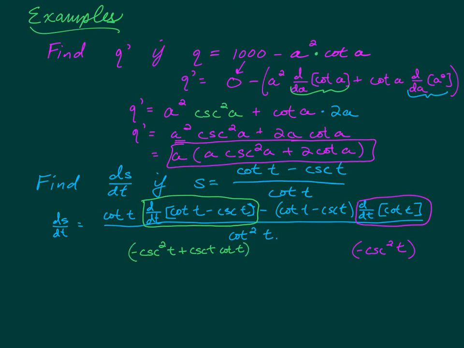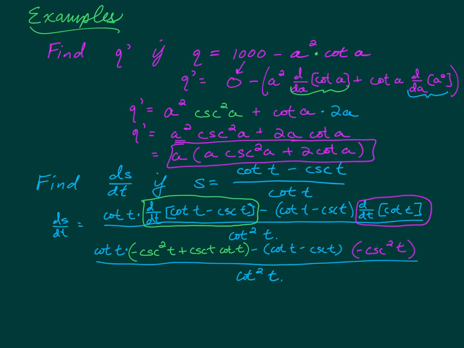And everything else follows exactly the same. And remember that there's multiplication happening here, so this is cotangent t times that derivative minus cotangent t minus cosecant t times this cosecant squared t over here. There we go. And this is all still over cotangent squared t.